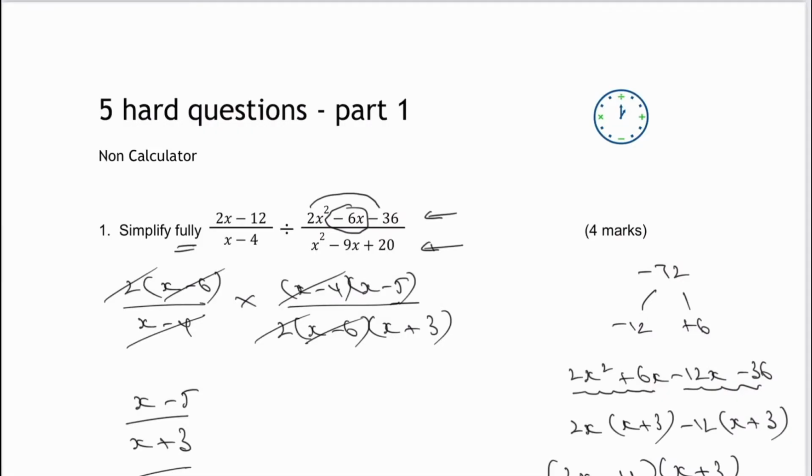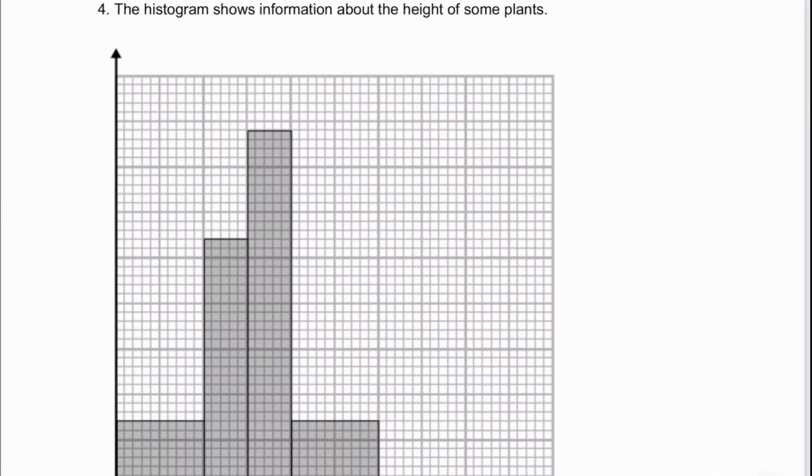Hi, in the previous videos we've looked at hard questions, difficult questions predicted for this year's GCSE. In the previous videos we've completed through to question number 5. However, we're going to go back and revisit one of the harder questions, which is on histograms, and that's going to be question number 4. Okay, so here we are at question number 4.